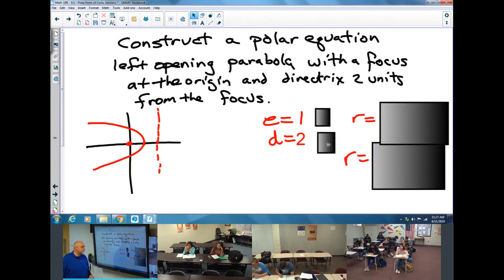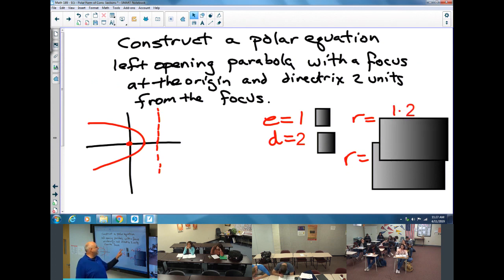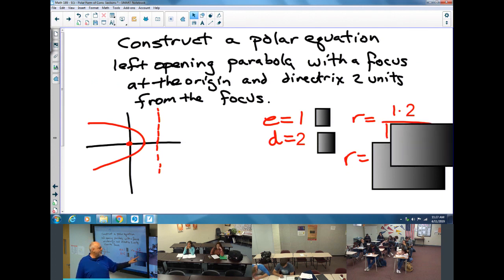Now when we're trying to come up with the equation, remember R equals, and then the numerator is ED, E times D. So we put 1 times 2 in the numerator. Then we're going to have 1 in the denominator.